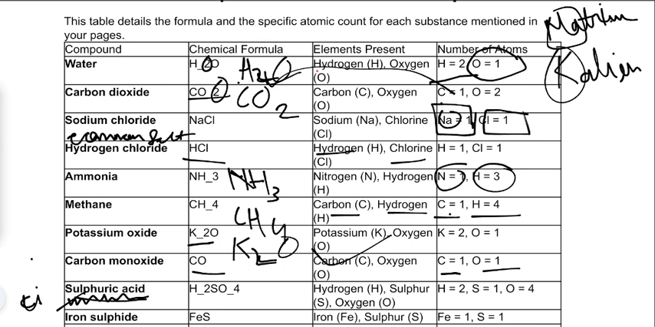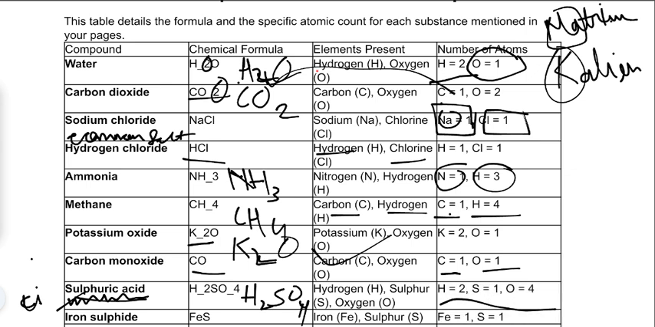The chemical formula is H2SO4. It should be written as H2SO4. Again, the subscript, superscript mistake is there. Elements present are hydrogen, sulfur, and oxygen. 2 atoms of hydrogen, 1 atom of sulfur, and 4 atoms of oxygen form sulfuric acid.